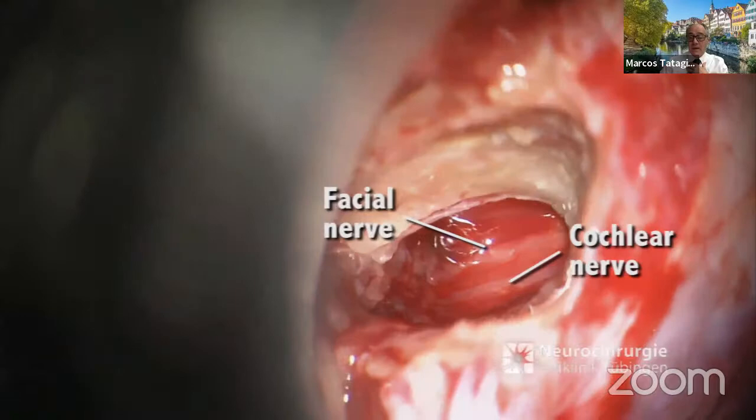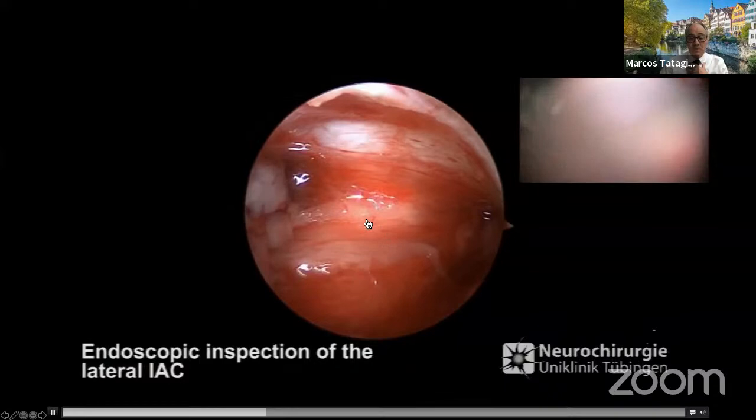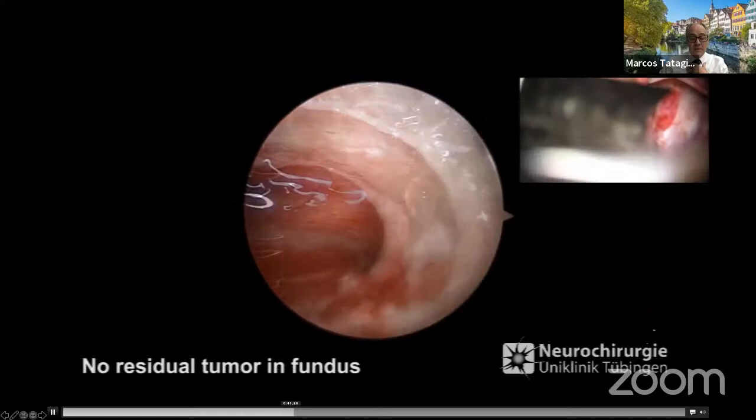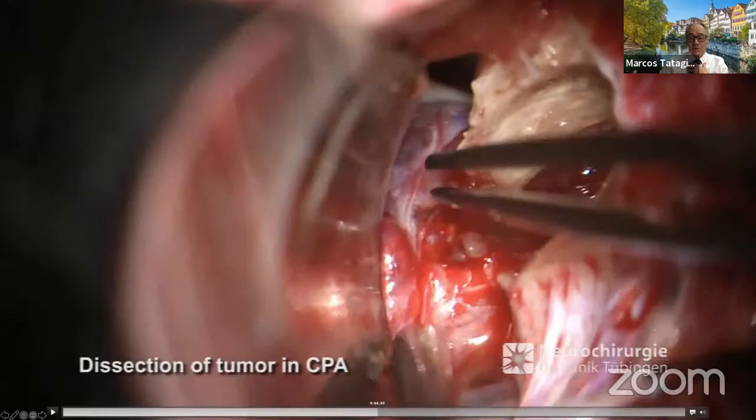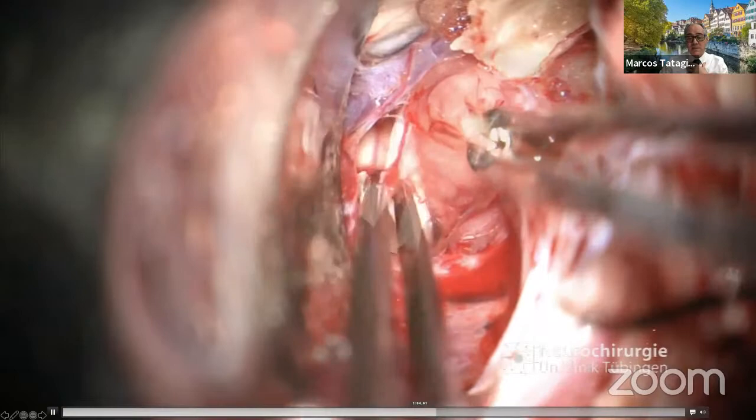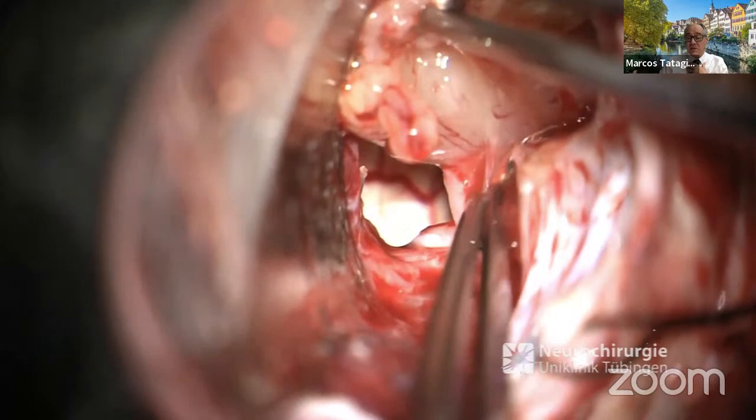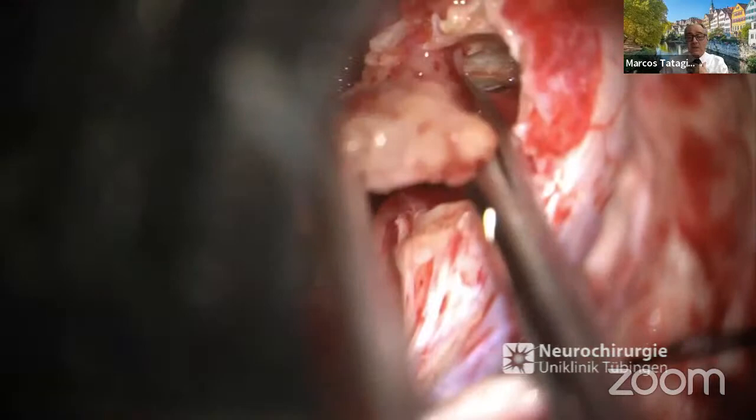So you see opening the internal auditory canal and then visualization with the endoscope. You can see some tumor remnant here that we have to remove. And this was removed. And then I go a little bit forward. You see debulking of the tumor. And then the technique for dissection. You see here with one hand, we hold the arachnoid and the perineurium. We do not touch the nerves themselves. And then the tumor is removed.